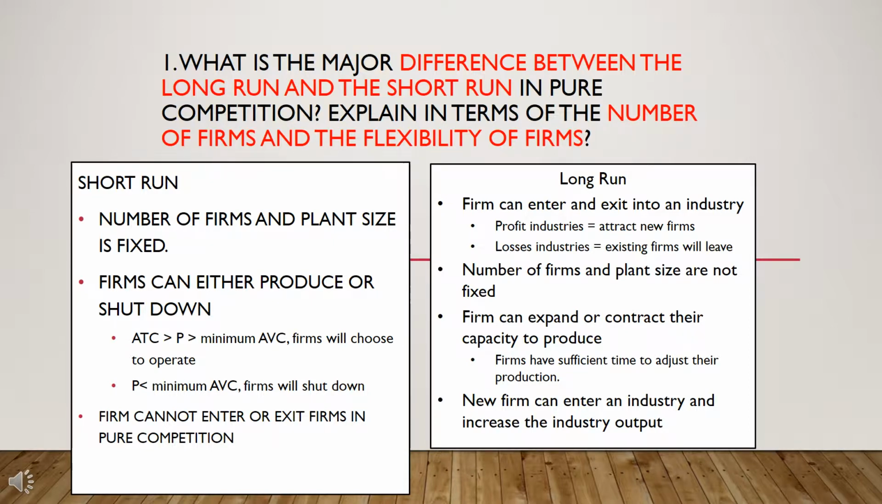In contrast, profit and losses cannot be the end of the pure competition story in the long run, because one of the key characteristics of pure competition is the freedom of firms to enter or exit the industry. In the long run, firms will have sufficient time to either expand or contract their capacity. The number of firms in the industry may either increase or reduce as new firms enter or existing firms leave.